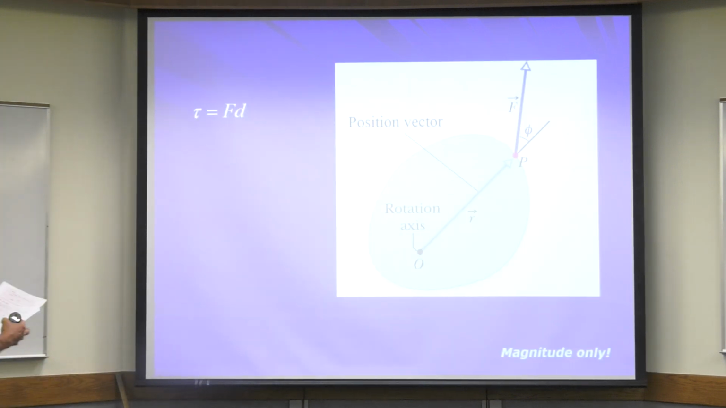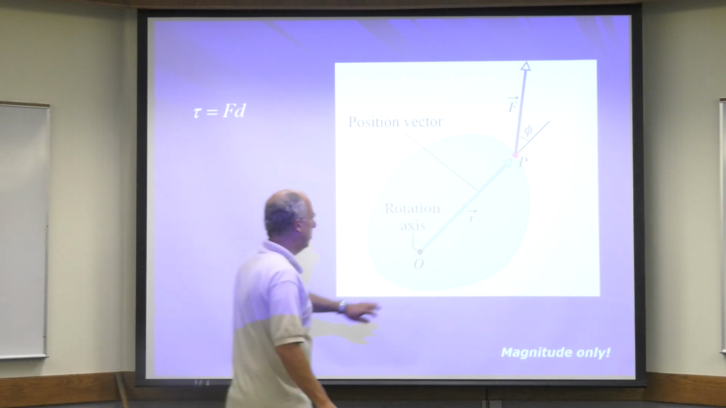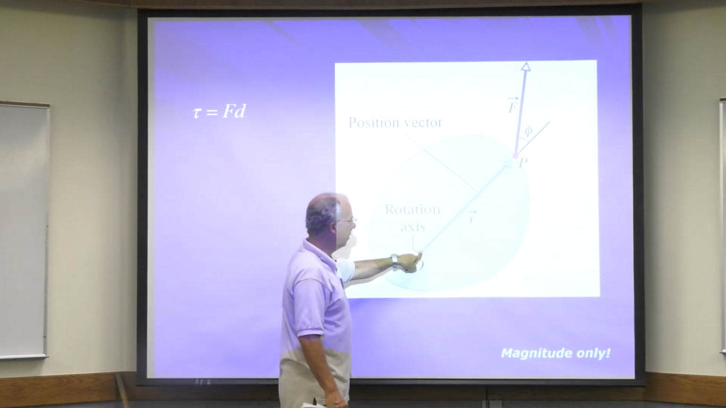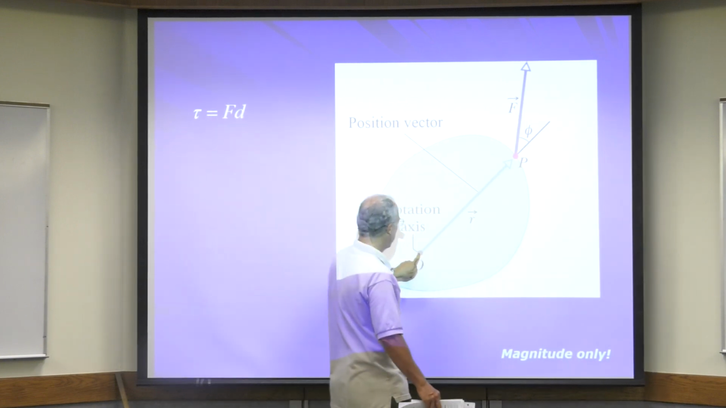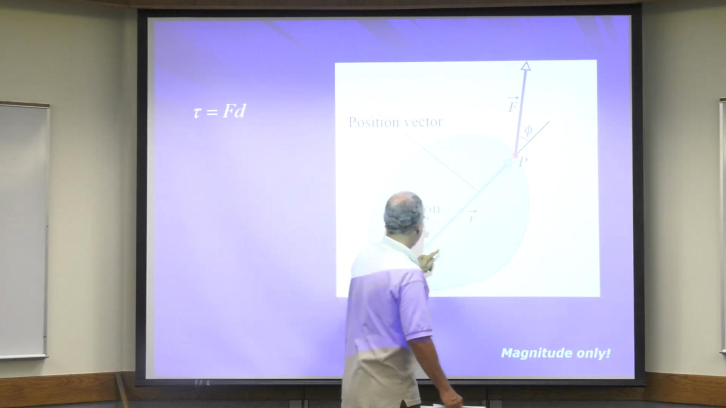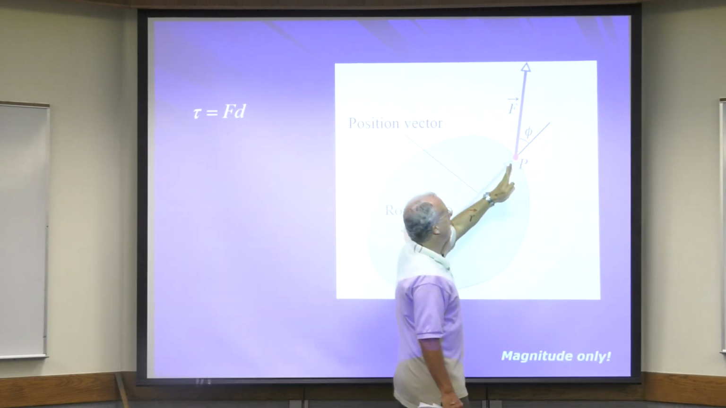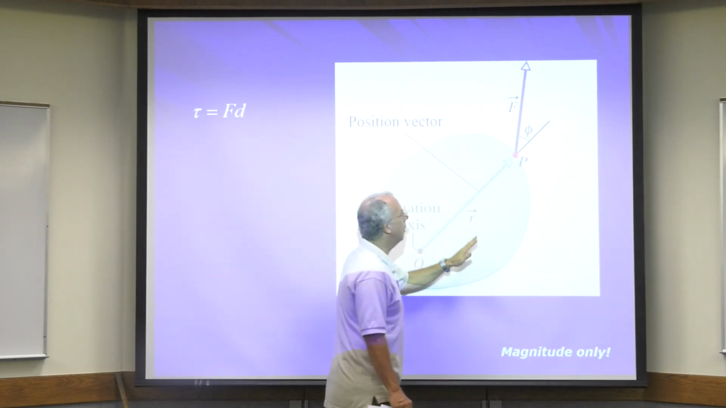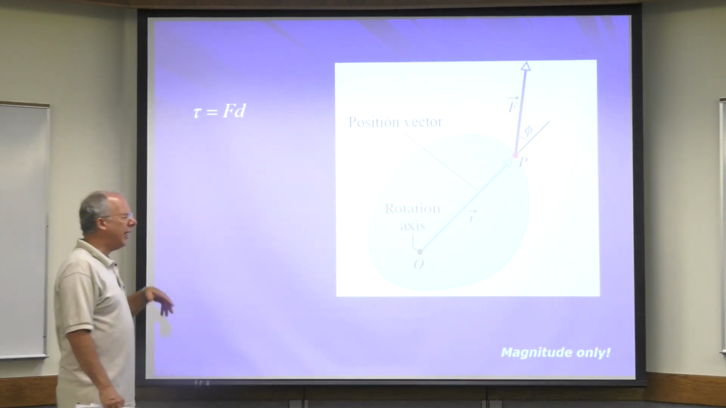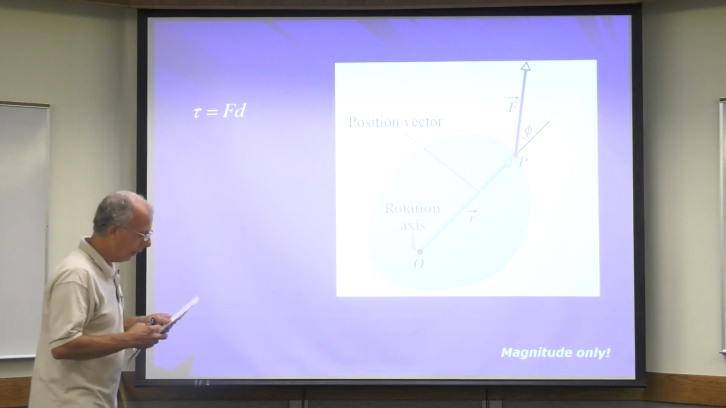Let's do another one. Here we have this blob, and this is the rotation axis. And this is the position vector. Remember that from way back in an earlier chapter? So this is the position vector, and then we have a force. Obviously the force is going to rotate it. We want to get a different equation for the torque.